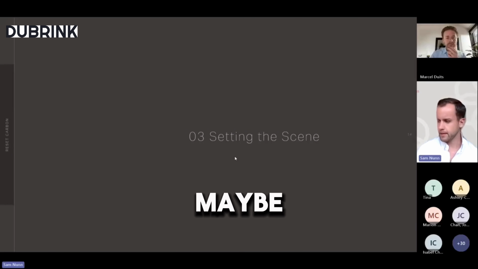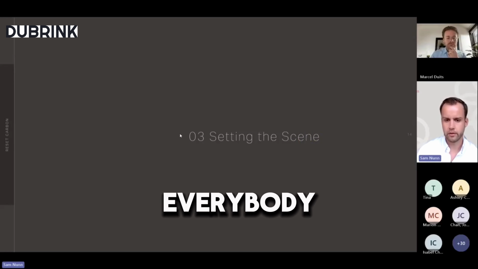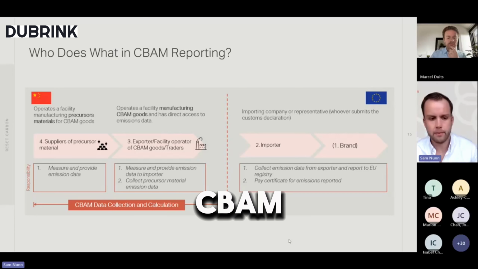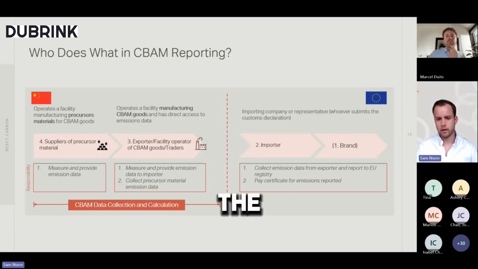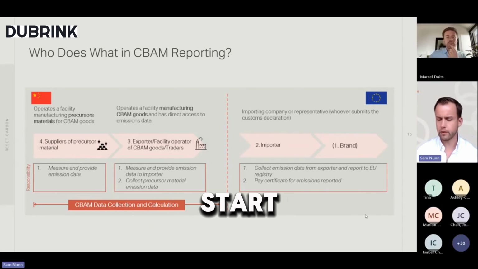So let's maybe set the scene a little bit on actually what is CBAM reporting and what does everybody do? Well, basically there are a couple of sides to CBAM within the EU and also within China. So maybe if we just start on the right-hand side of the screen here.